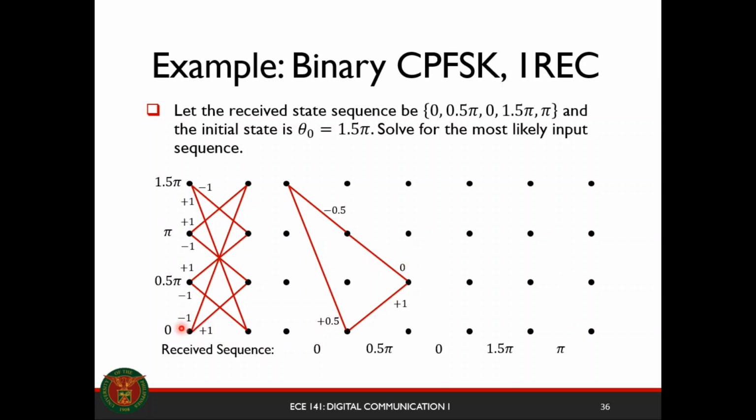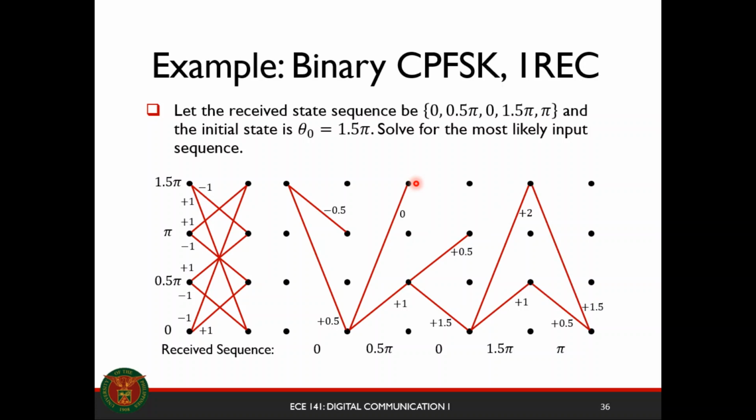Same is true when you transition from 0 to 0.5 pi, you get this. So at 0.5 pi, you add 0.5, that's plus 1, and you eliminate the minimum. Same is true with this. From these two paths, you transition to 1.5 pi, calculate the corresponding costs, and eliminate the one that is minimum. And you do this again. So it's the same process. It's the Viterbi algorithm. Same process for the Viterbi algorithm, and you arrive at a certain path.